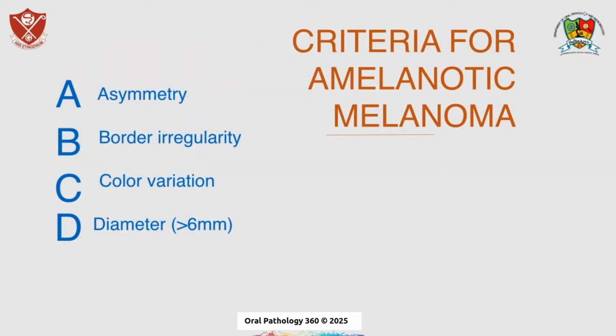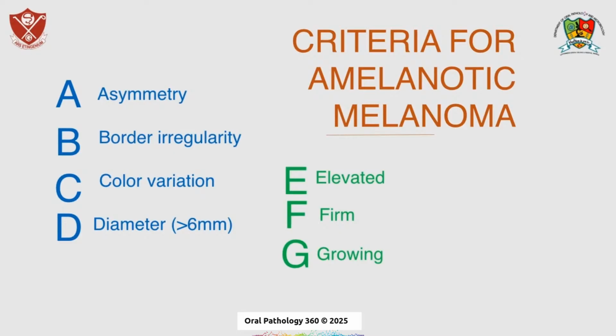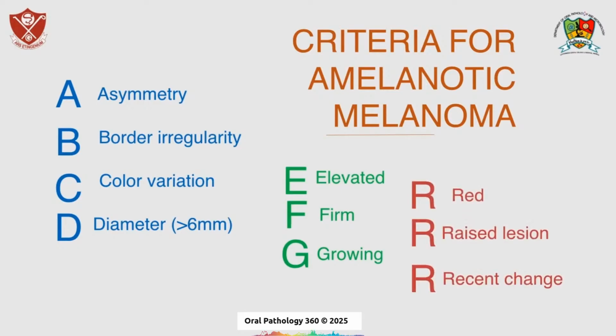There are some criteria for this amelanotic melanoma. A, B, C, D, the clinical criteria is similar to what we have for all melanomas. The lesion is asymmetrical, it has border irregularity, it has color variations. The diameter could be more than 6 mm. To this, there could be other clinical findings which could be specific for amelanotic melanoma. That is, the lesion could be elevated, it could be firm, it could be in a rapid growth pattern. And to this, the 3 R's, that is, the lesion is red in color, it is a raised lesion, and it might show recent changes.